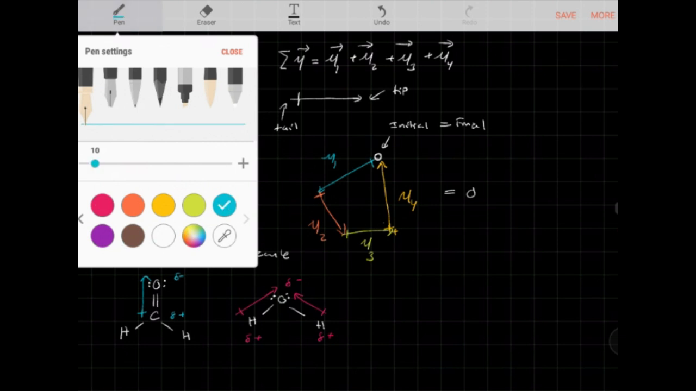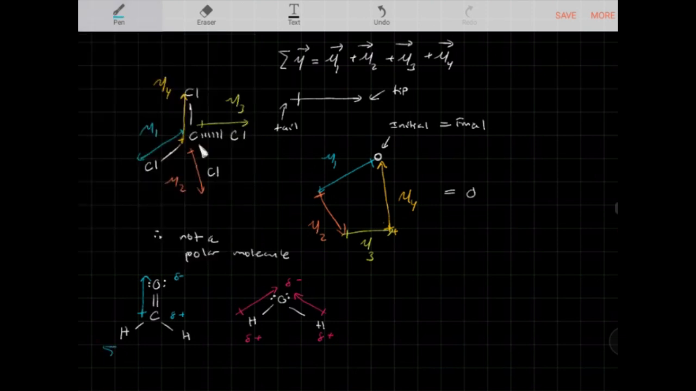You can see that the net dipole moment for formaldehyde, if this is mu1, is just equal to mu1. That means it is not 0, because this is where you started, your initial spot, and this is your final spot. It's not equal to 0. So this is a polar molecule.